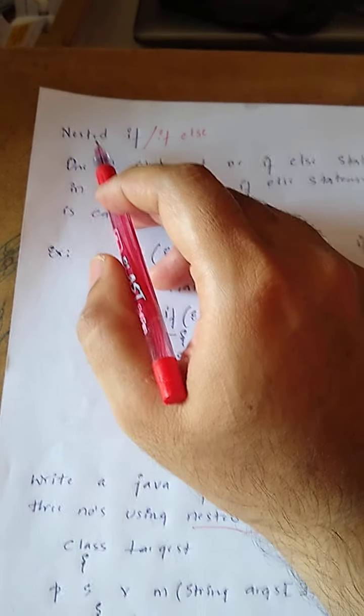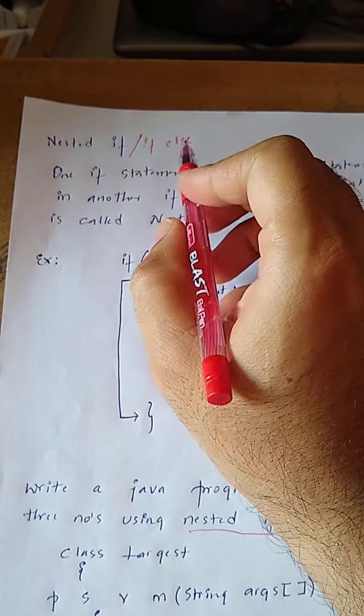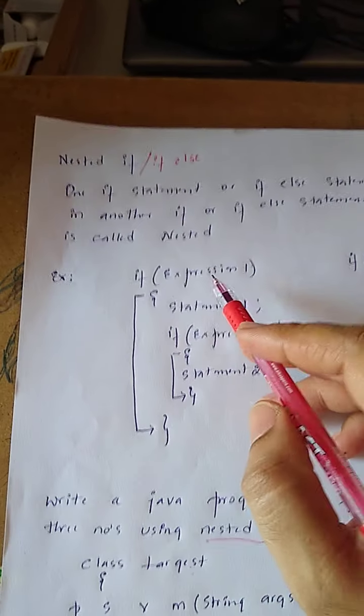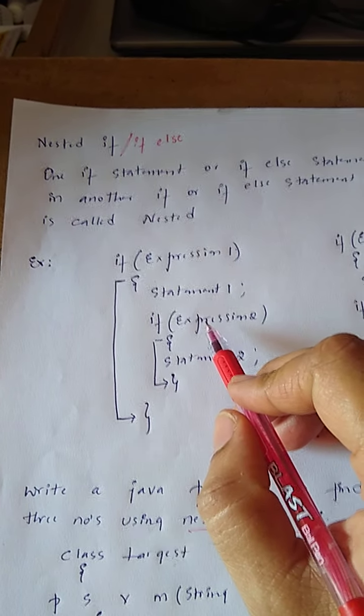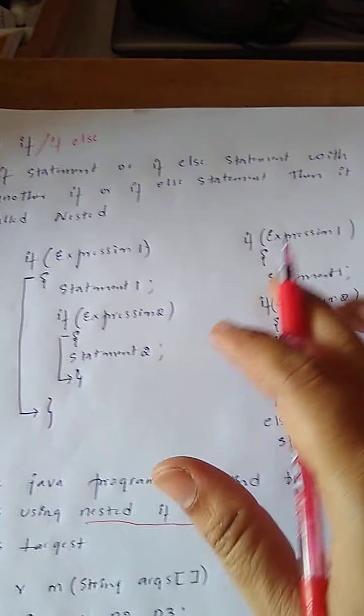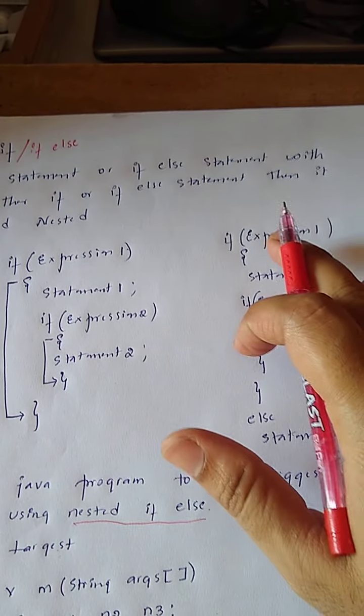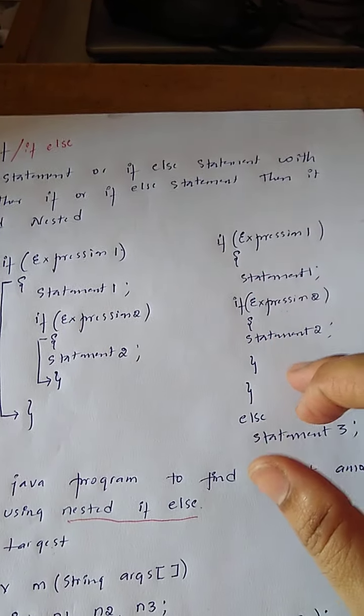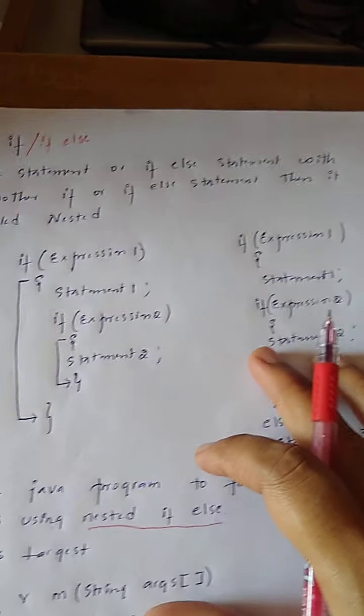Hi everyone, in this video I'm going to explain the nested if or if else statement. So what is the meaning of nested? If one if statement is present within another if statement, we call that nested. One if statement within another if else statement, or one if else statement within another if else statement, then also we call that nested.